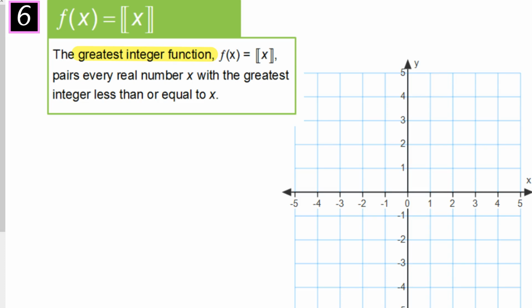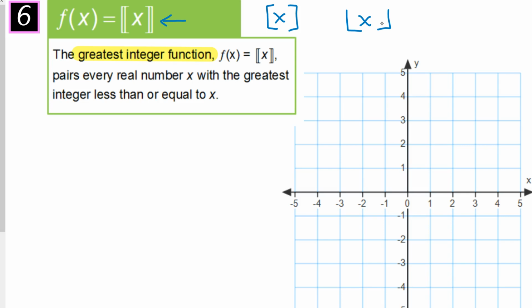The greatest integer function is so special it gets its own notation. You have square brackets around the x. Sometimes you'll see them as double square brackets like this. Sometimes you'll see them as single square brackets. Sometimes you'll see the square brackets that don't have a thing at the top, only at the bottom.